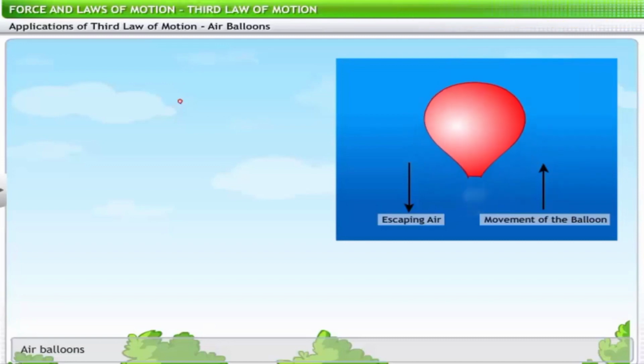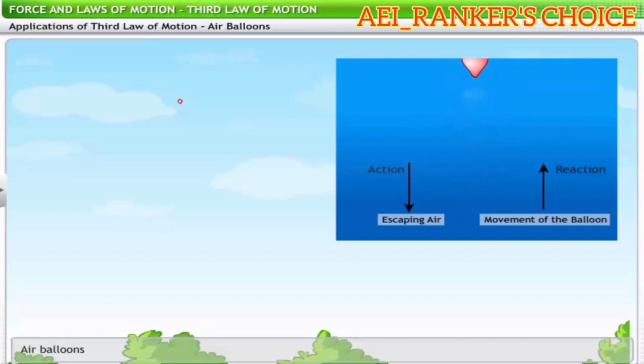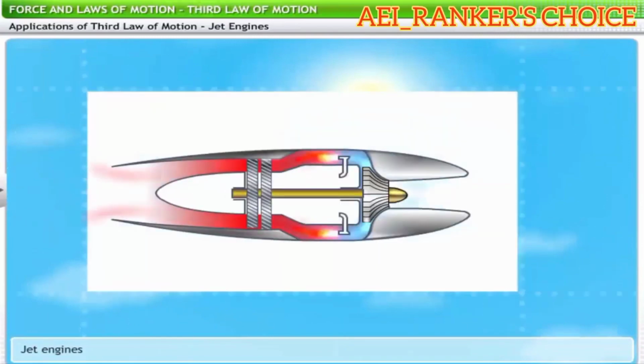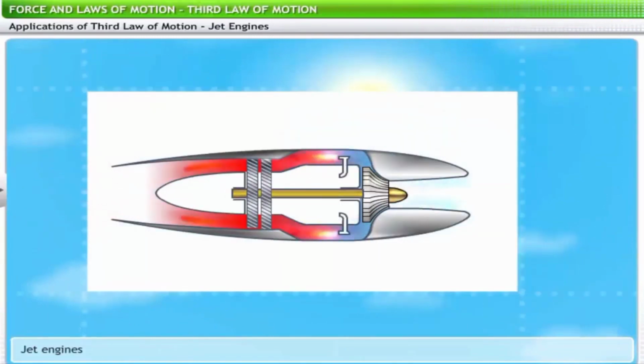Here, the escaping of air can be regarded as the action. The motion of the balloon in the opposite direction is the reaction. Thus, the reactive force of the escaping air keeps the balloon afloat in the air till the air in the balloon is exhausted. Jet engines also work on a similar principle. A jet engine pushes air backwards during flight. As a reaction, the aircraft is pushed forward.